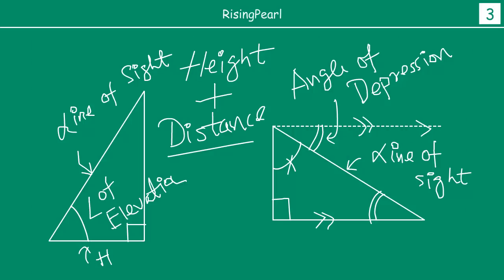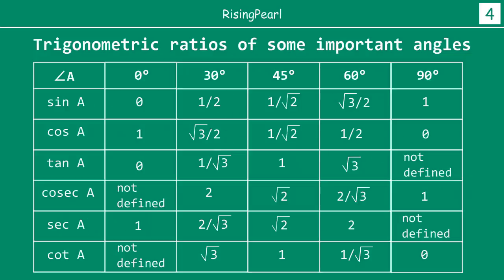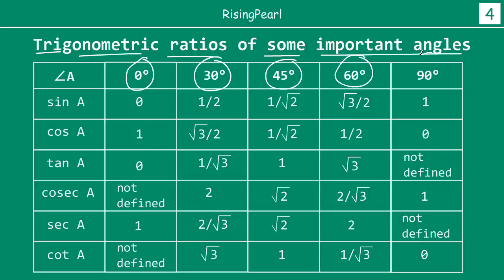Now friends, before we actually look into the questions, one final reminder is that we have talked about this table many times before. It is absolutely important for you to remember this table. This is the table of trigonometric ratios of some very important angles, sometimes also called standard angles. That is, these are the 6 trigonometric ratios: sine, cos, tan, cosec, sec, and cot, for 0 degrees, 30 degrees, 45 degrees, 60 degrees, and 90 degrees.